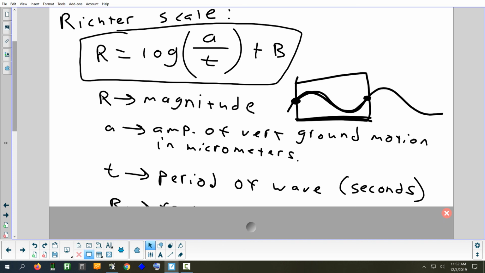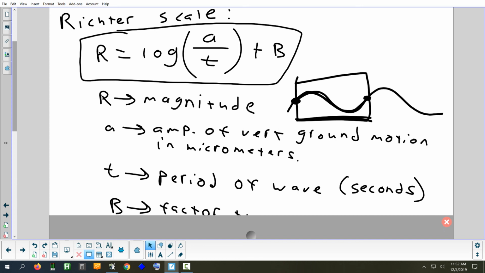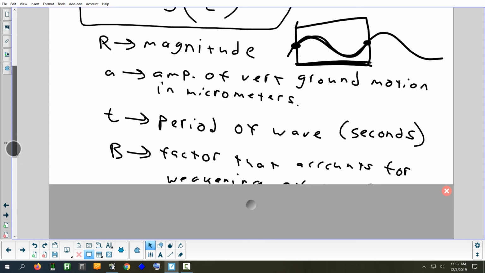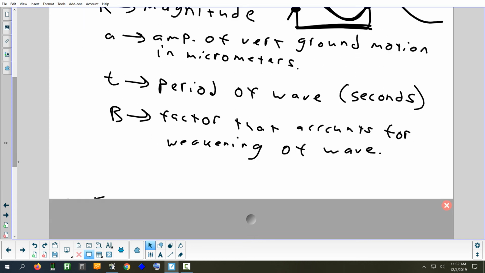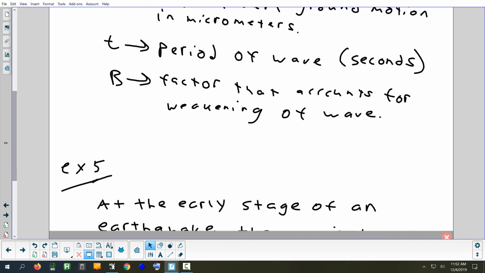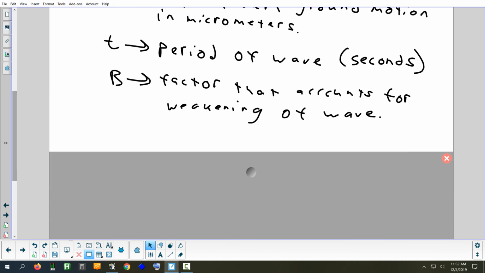Some waves are very long, some are very short. Drop a rock in the pond, the waves are very close together. In an earthquake, I mean, the waves could be hundreds of feet long, huge waves. And the ground is moving like a lot. And then B is a factor that accounts for the weakening of the wave.